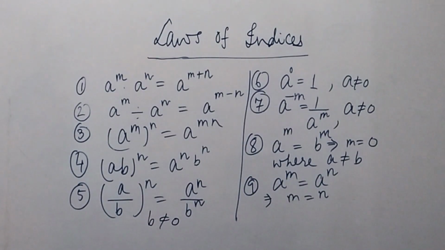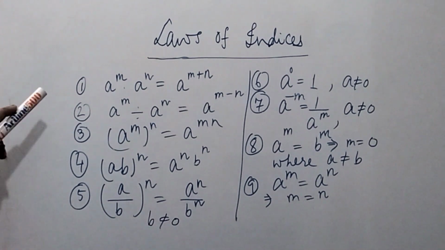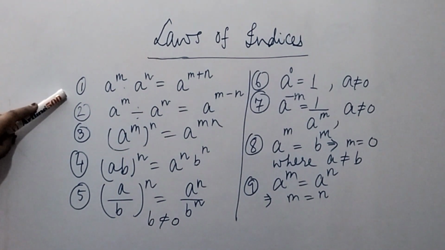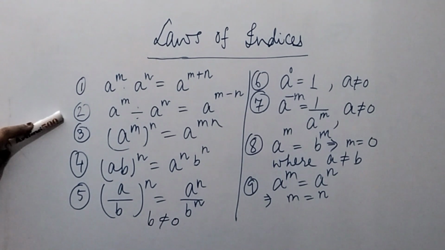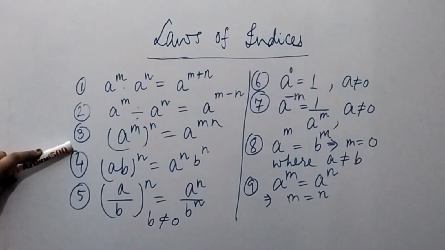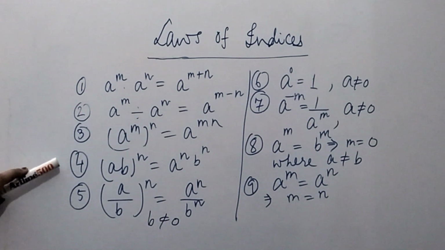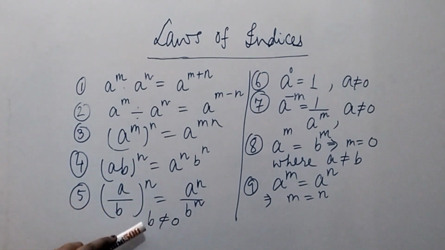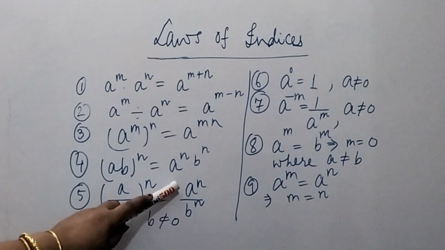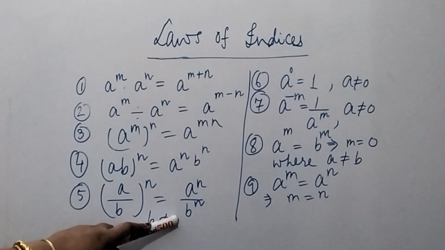So in today's class we have learned many laws of indices. First of all, we have learned a^m times a^n equals a^(m+n), where the bases must be the same to apply this law. Then we have learned a^m divided by a^n equals a^(m-n). Here also the bases are the same. (a^m)^n gives us a^(mn). (ab)^n gives us a^n times b^n. Okay, and then (a/b)^n, where b is considered to be a non-zero real, gives us a^n / b^n.